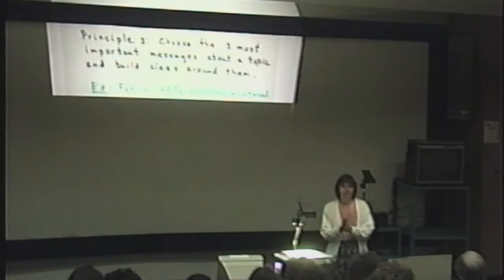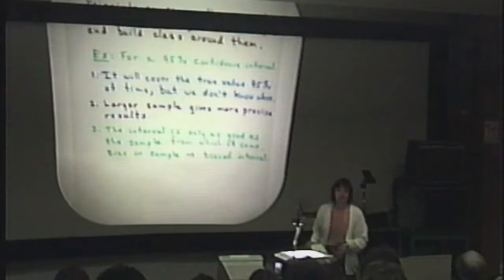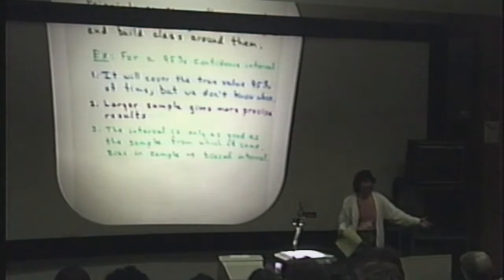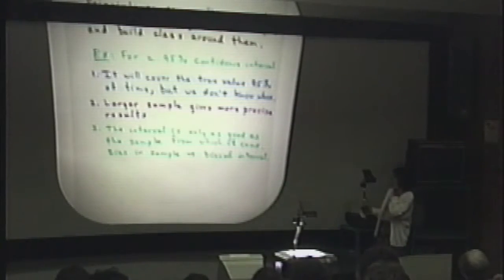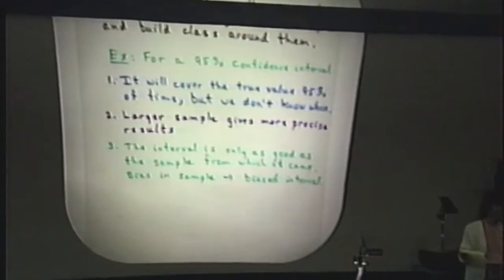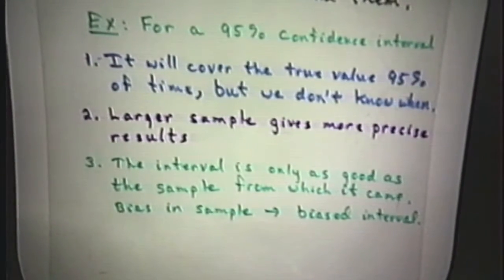Okay, well, let me tell you my 3, and again, you can have different 3. My first one was that it will cover the true value 95% of the time, but we don't know when. You could be wrong. Second, that larger samples give more precise results. That's something that I try to hammer because I think that people don't understand when they read results in the media and it says that no difference was found. They don't understand that sometimes no difference was found because there wasn't a large enough sample and thus precise enough result. So I hammer that one.